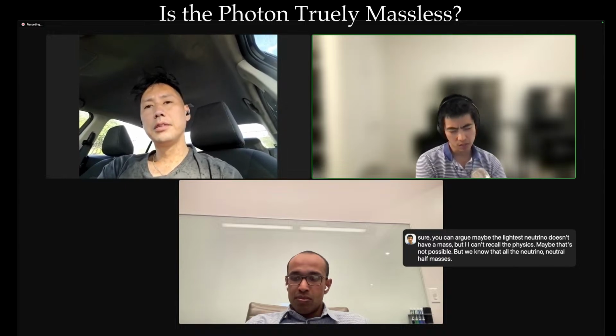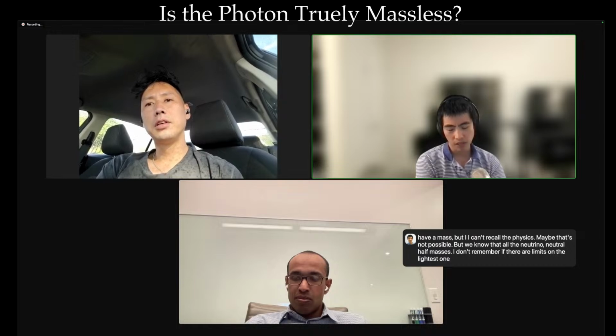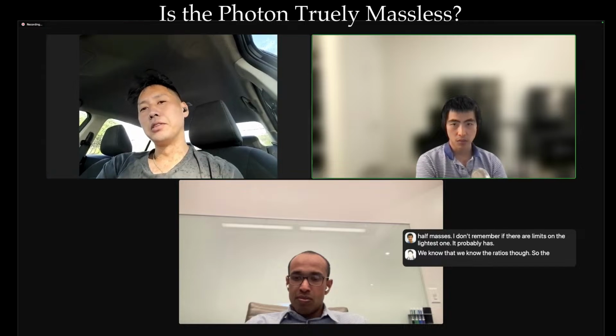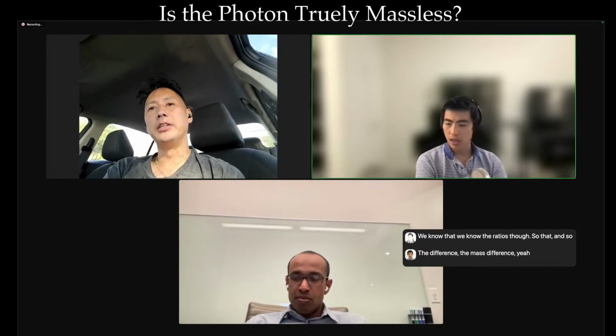I don't remember if there are limits on the lightest one. It probably has mass. But anyway, we know the ratios though. So the mass difference, yeah. But yeah.